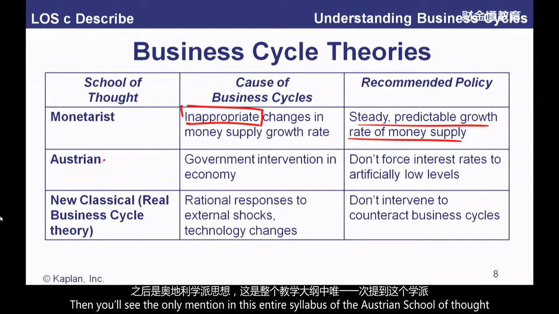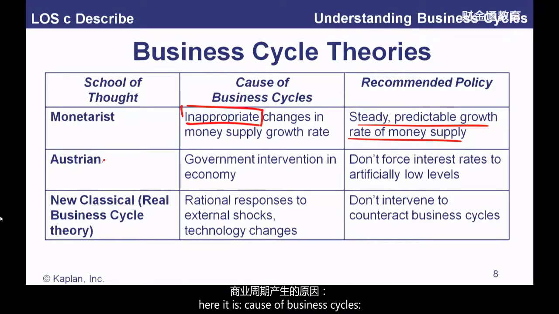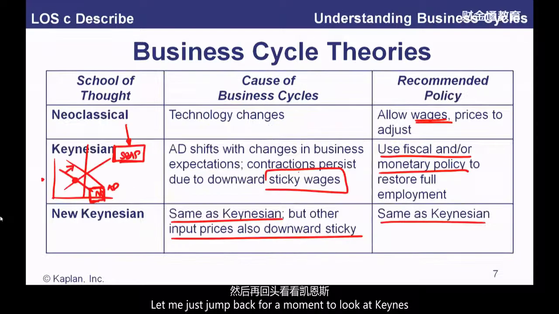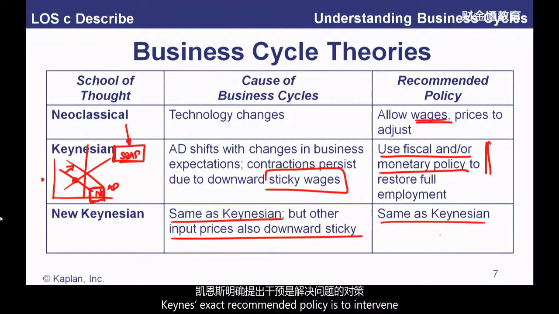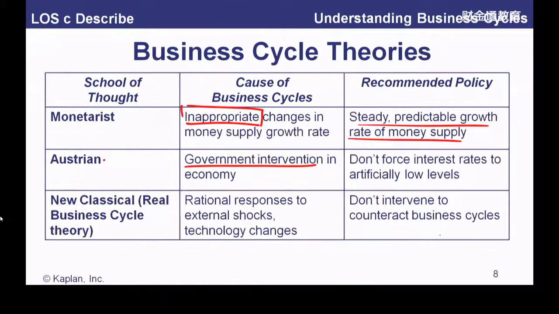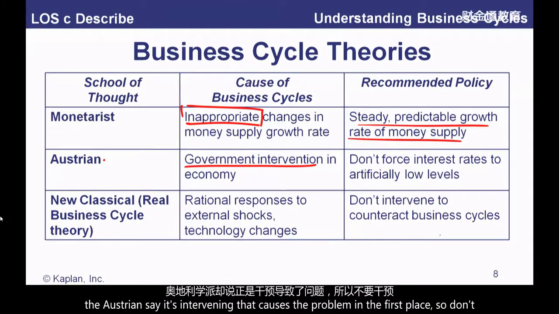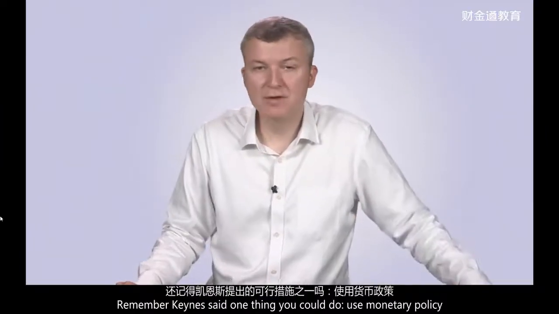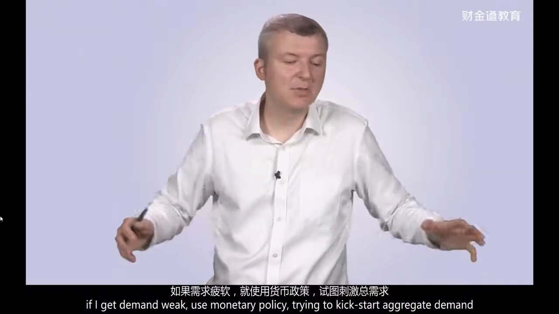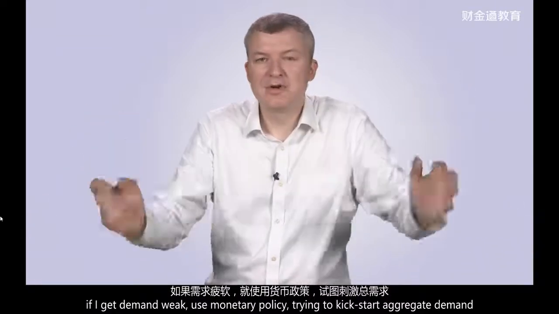Then the Austrians. The only mention in this entire syllabus of the Austrian school of thought. Here it is. Cause of business cycles, government intervention. Look at that. Let me just jump back for a moment. Look at Keynes. Keynes' exact recommended policy is to intervene. The Austrians say it's intervening that causes the problem in the first place. So don't. Remember, Keynes said one thing you could do, use monetary policy. If aggregate demand is weak, use monetary policy to try and kickstart aggregate demand.